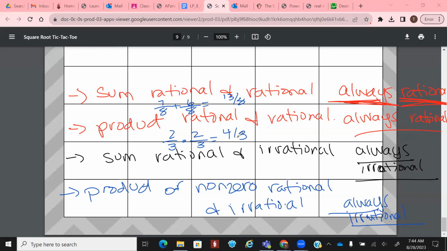All right, and then the sum of a rational and irrational. An example of this would be pi plus 0. That's going to give me pi. And then the product of a non-zero rational and irrational: if I multiplied something like 4 times the square root of 10, that would give me 4 square root of 10.